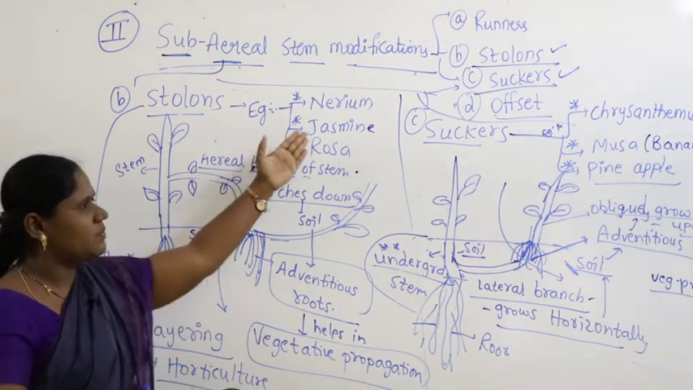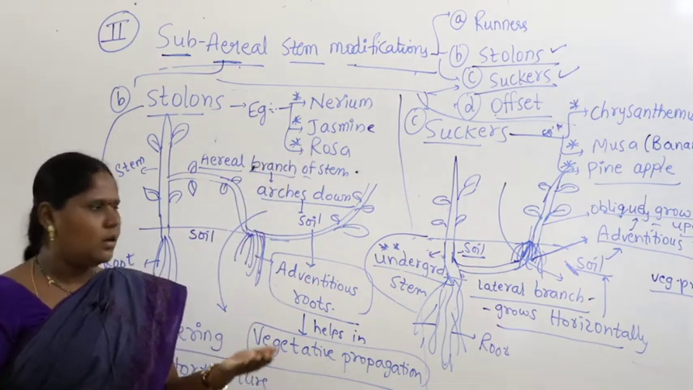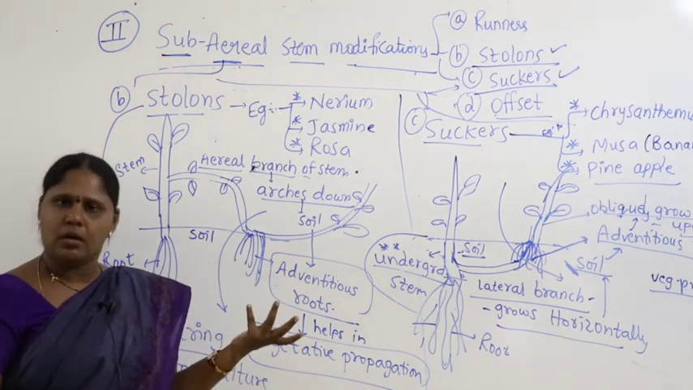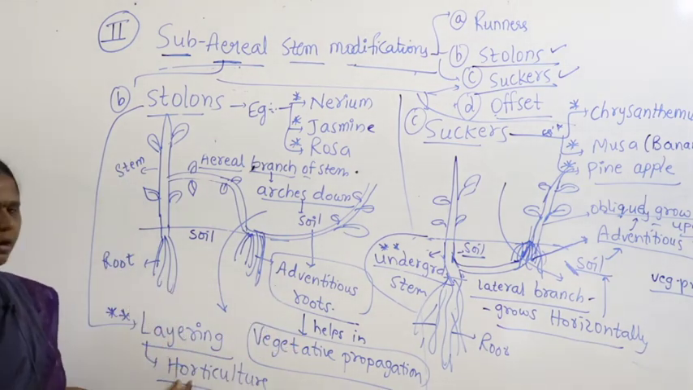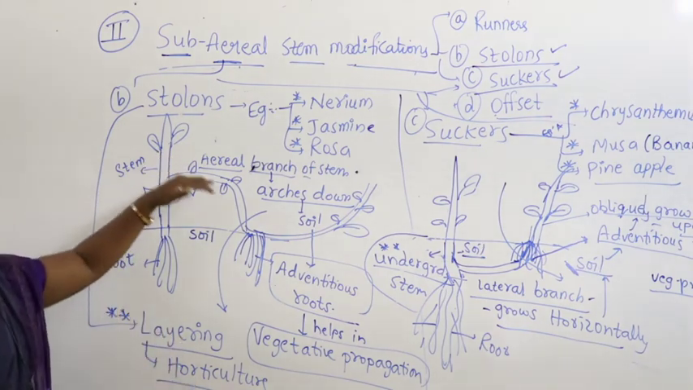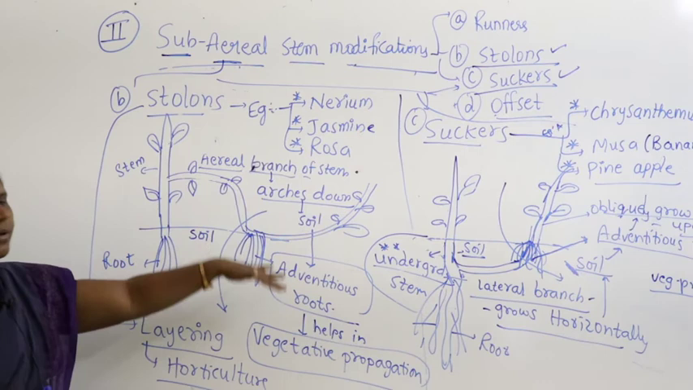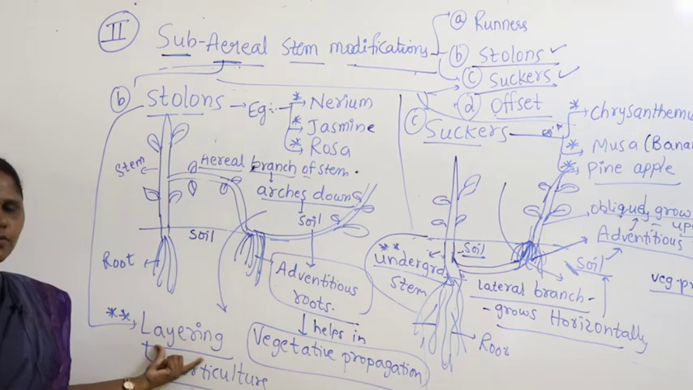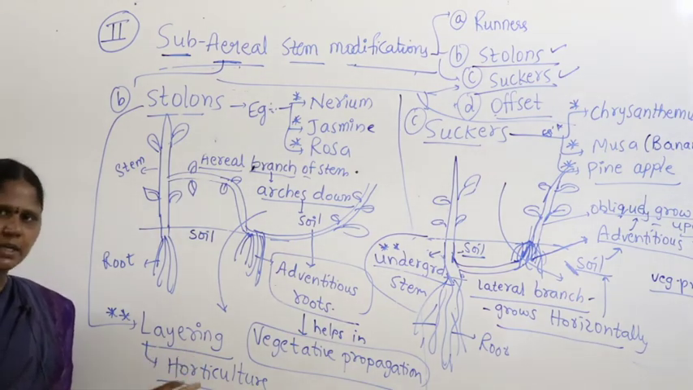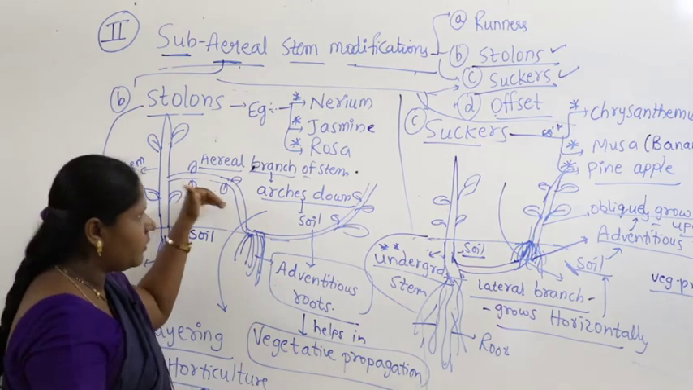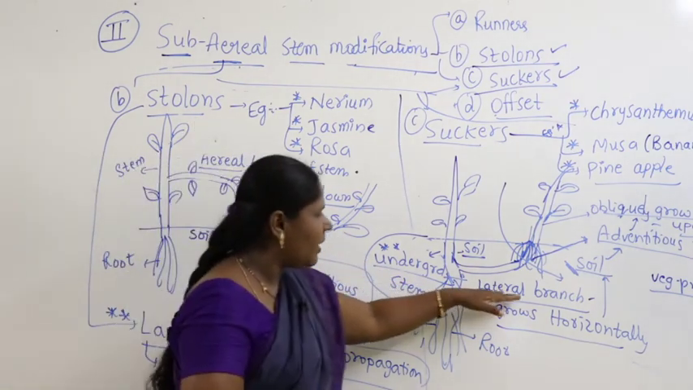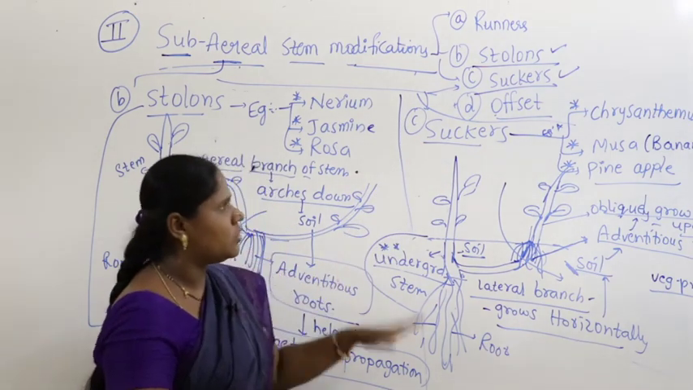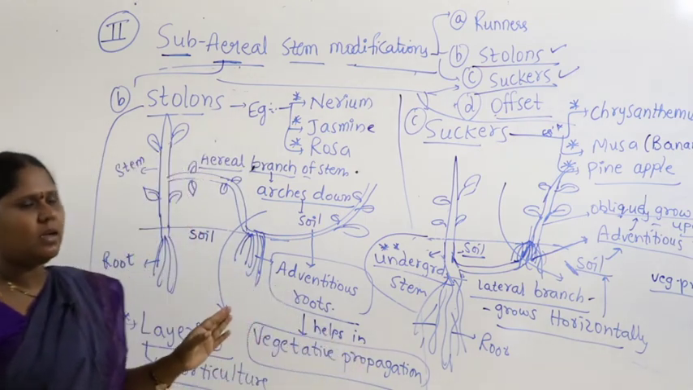If you cut it, jasmine generally, malli chettu, right? They will do stem cuttings. They'll cut the stem and keep it in the soil. Again a new plant will come. So that is for flower formation in horticulture. It's called layering. One aerial branch gives rise to another plant, and that aerial branch gives rise to another plant. It's the most commonly employed method of using stolons in horticulture. Here the aerial branch is called a stolon. Here the lateral branch of the underground stem is called a sucker. So both help in vegetative propagation, and remember the examples very clearly.